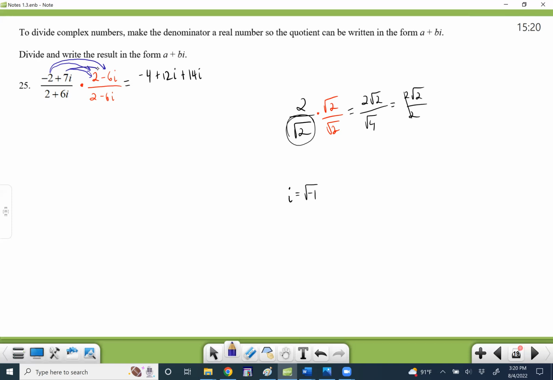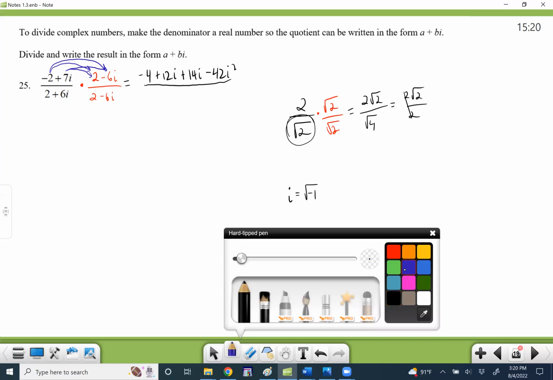7i times -6i. A positive times a negative is a negative. 7 times 6 is 42, and i times i is i squared. So you can see what we just did on the last 2 problems really coming into play. In fact, we're going to do it twice here. Let's do it on the bottom now.